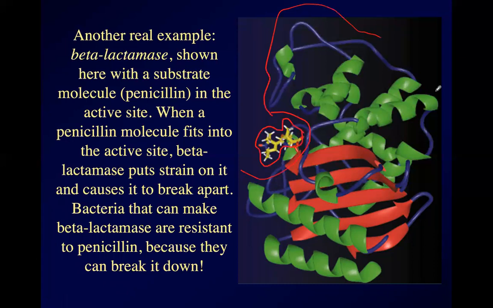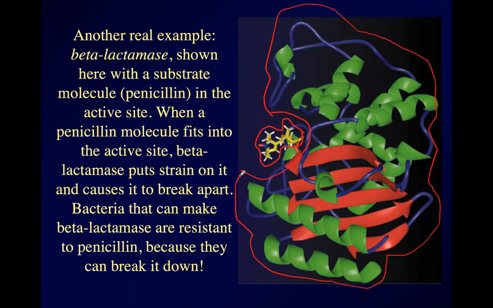So there's the overall protein. And the penicillins fit into the active site. And the reason this matters is that when penicillin fits into the active site, beta-lactamase causes it to break. Bacteria that can make beta-lactamase are resistant to penicillin. Some of them can even eat penicillin and use it as an energy source because they've got the enzymes needed to break it down.